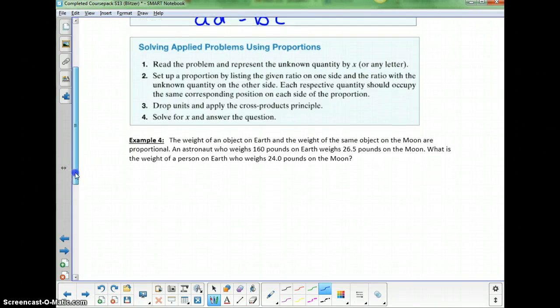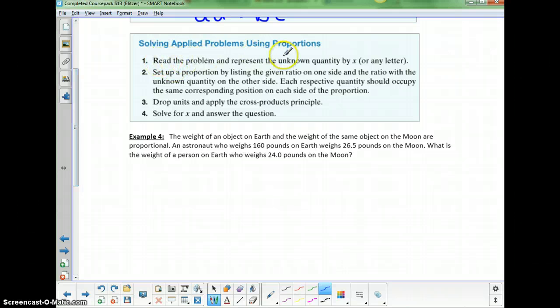Okay, so let's look at another example here. I want to read the problem, figure out what the unknown quantity is, set up the proportion by listing the ratio on each side and making sure that the respective units are in the right places. Like I had the dollar signs on top, months on bottom in the last proportion. Drop the units, cross multiply, then solve for the x.